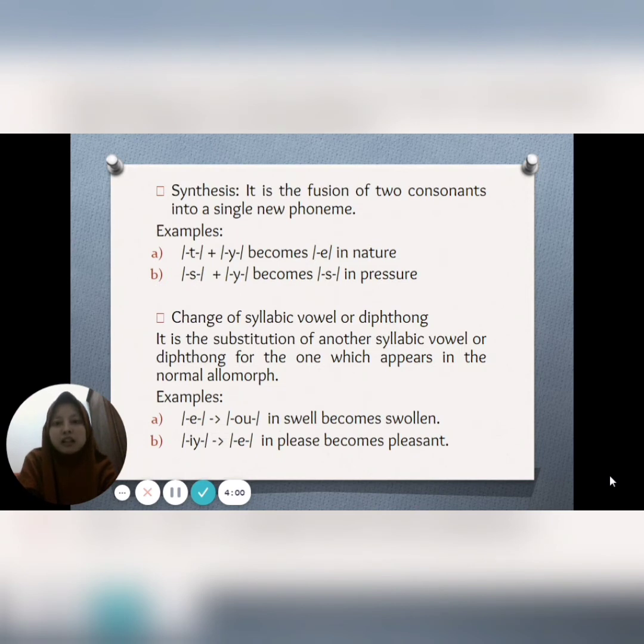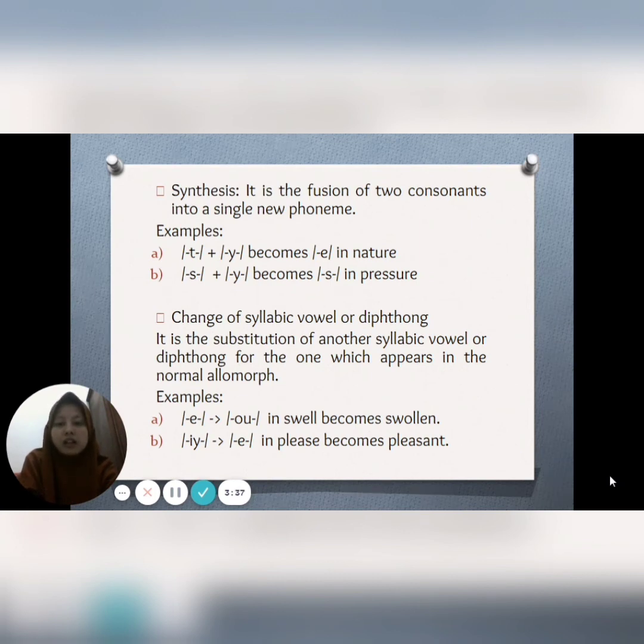Six, synthesis. It is the fusion of two consonants into a single new phoneme. For example, A, t plus y sound becomes the ch sound in the word nature. B, sh plus y sound becomes the sh sound in the word pressure.